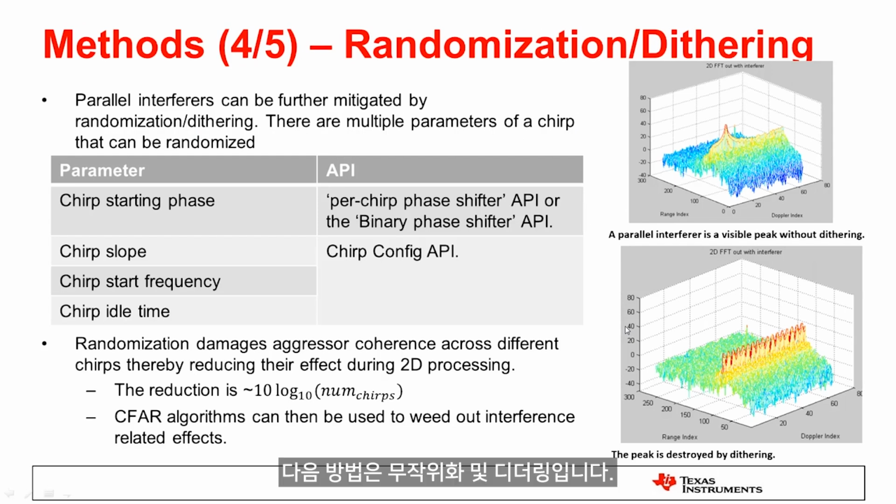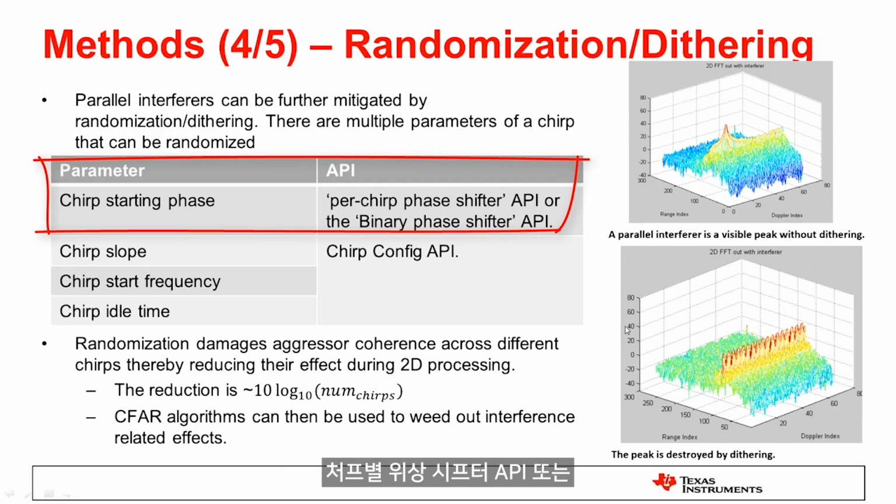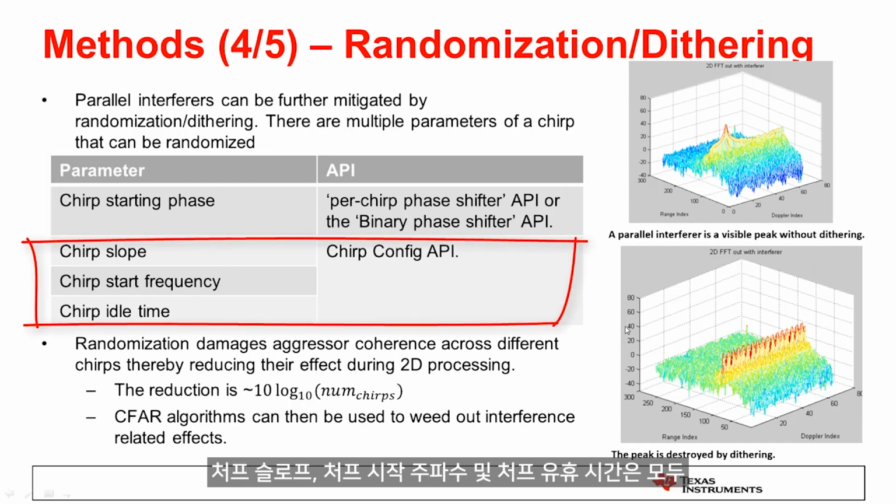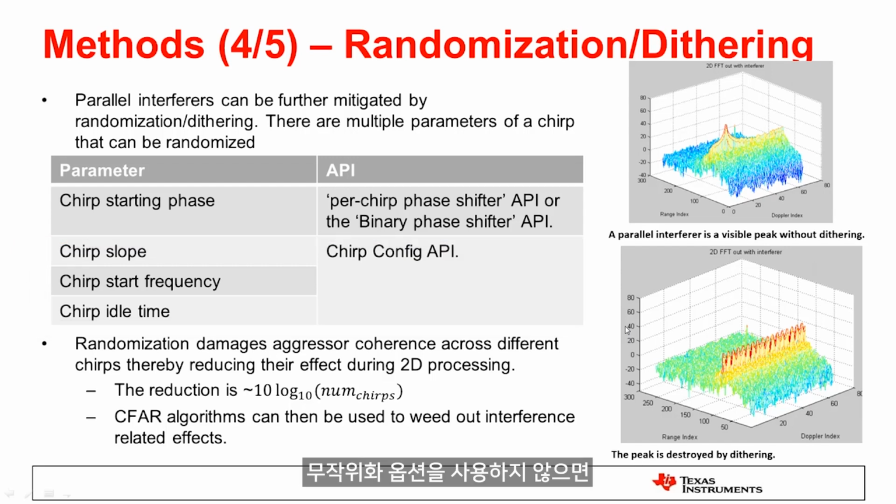The next method involves randomization and dithering. This is most helpful for parallel interferers, which can be further mitigated by this process. There are multiple parameters of a chirp that can be randomized. These include the chirp starting phase, which can be randomized using the per chirp phase shifter API or the binary phase shifter API. The chirp slope, the chirp start frequency, and the chirp idle time can all be randomized using the chirp config API. If no randomization options were used, parallel interferers would appear as ghost objects.